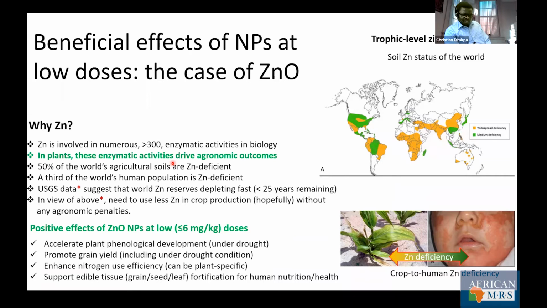I have found in my studies that using zinc at very low rates of 6 ppm and below has several benefits, which include the acceleration of plant phenological development, for example under drought, the promotion of grain yield, which can happen both under drought and non-drought conditions, the enhancement of nitrogen use efficiency, which I have seen to be quite plant specific, and support of edible tissue fortification of zinc for human health and nutrition, which is what I was trying to explain here. You feed the plant with zinc, and then the humans can feed from the plant and get the zinc into the system.